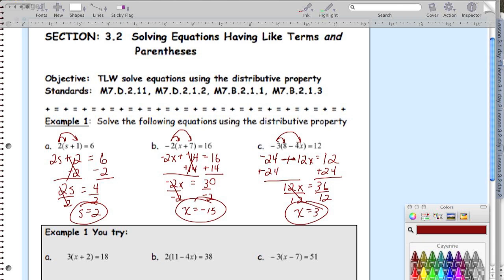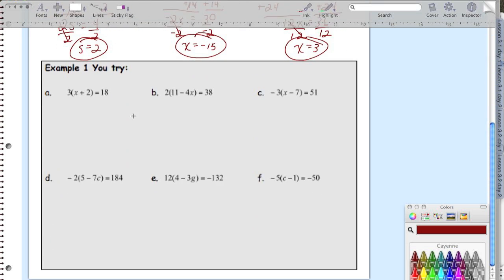Let's try a few more of those that involve distributing. Okay. My wire was in the way.